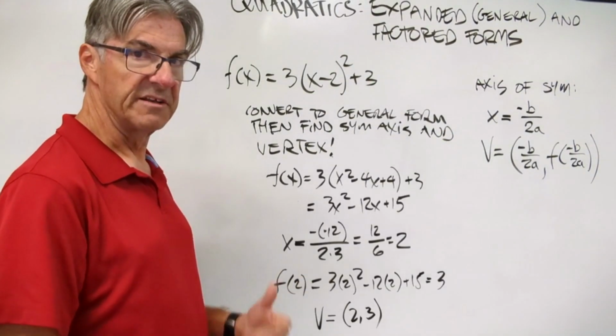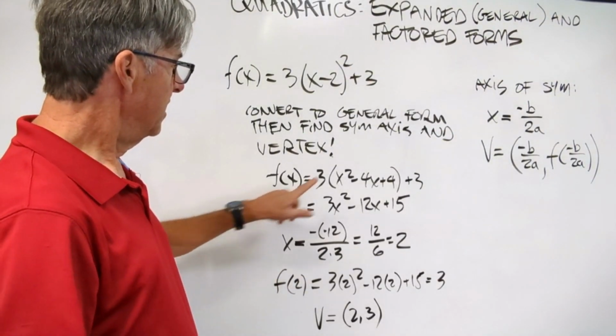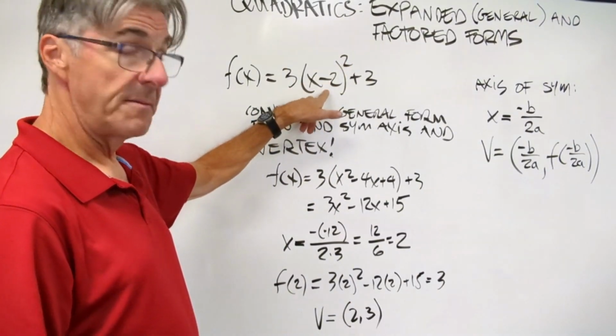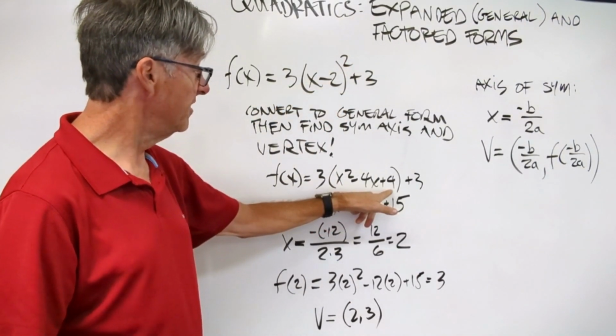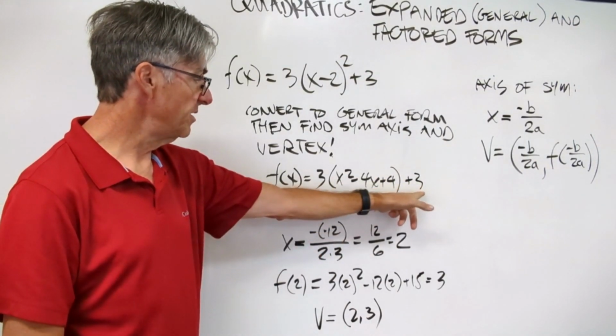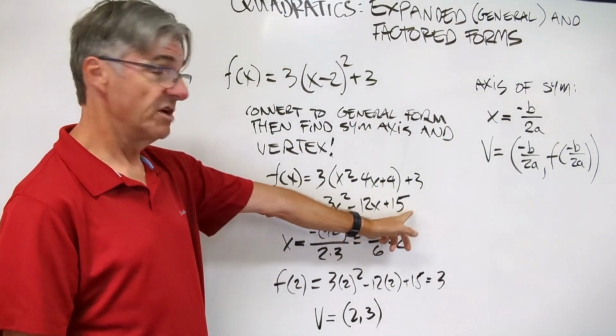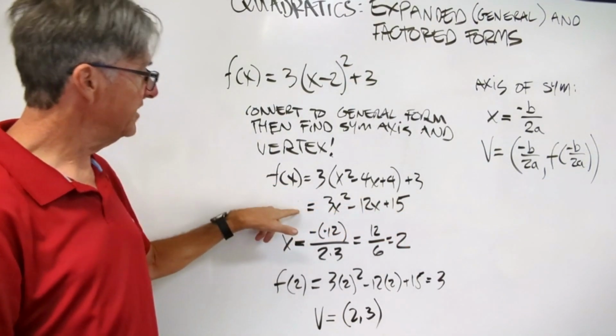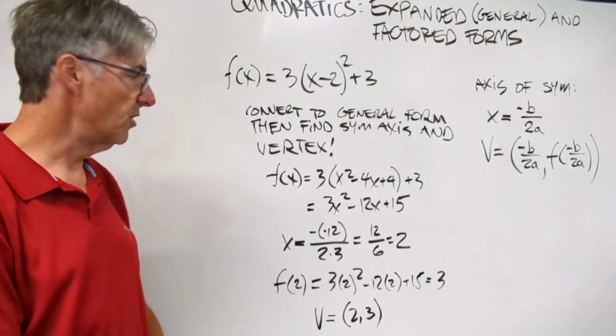see how you did. All right, let's see how you did. I expanded my binomial, my perfect square. I got this in there. Then I multiplied every term in there by my 3 and combined it with the plus 3 out there, and I get this general form quadratic. So that's the answer to part 1, convert it to general form.